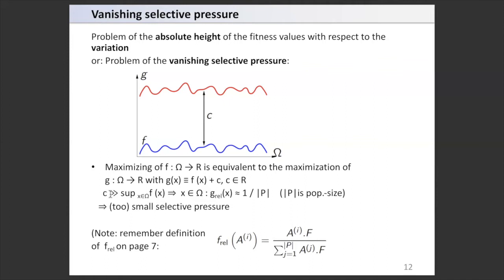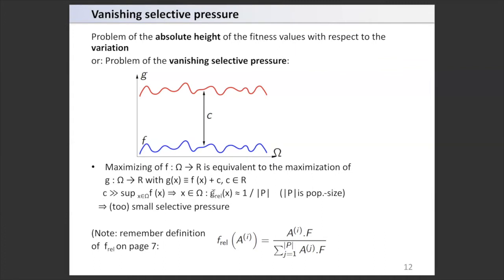In this case, the value of C is much larger than the supremum of the fitness values of the x values. The x are representing solutions in the search space. We are considering the supremum, the largest value. And here, for example, for this f function in the search space, this is the maximum value. And C is much larger than that value.